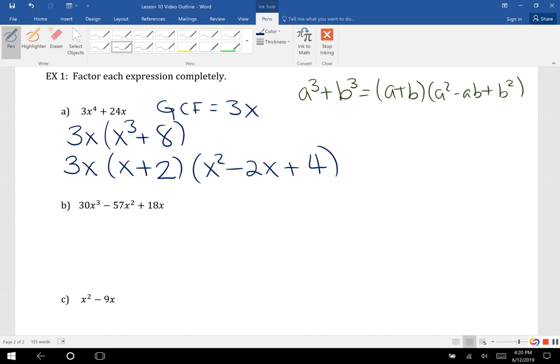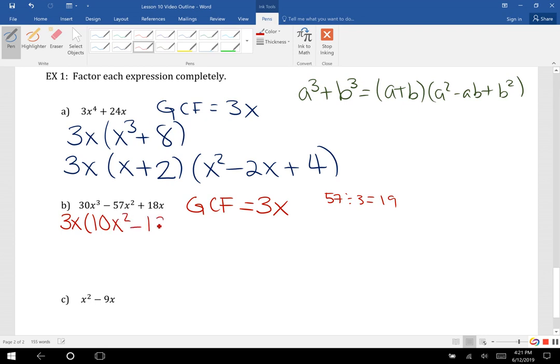Let's do the same thing with example B. I start by looking for a GCF. Always look for the GCF first. And on this one, I can definitely take out an x, and I think we can take out a 3 as well. 57 divided by 3. Yep, 57 divided by 3 is 19. So I'm going to pull the 3x out front, and then I'm left with 10x squared minus 19x plus 6.